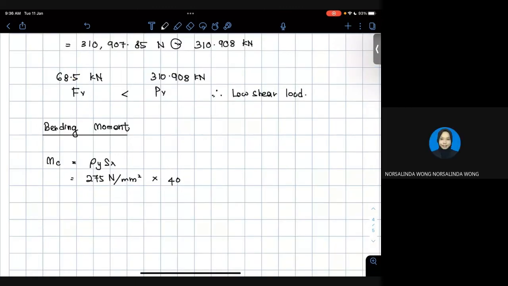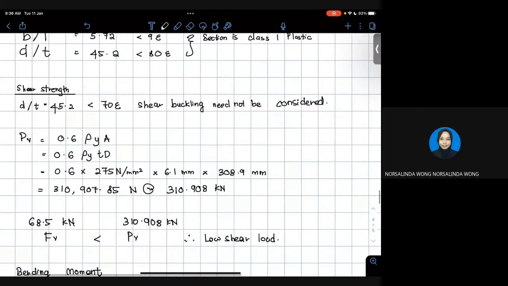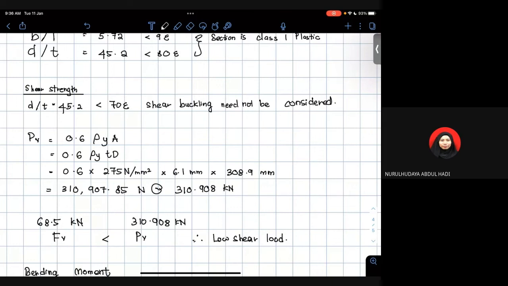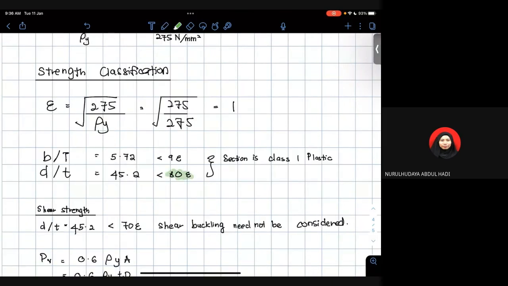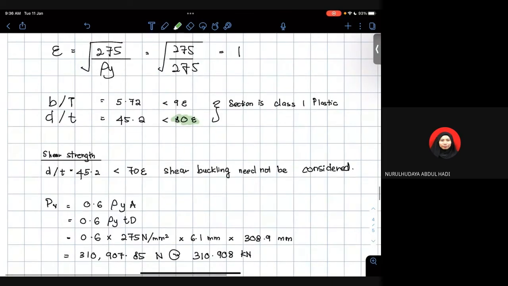Yang shear strength tu kenapa dia less than 70? Shear buckling tu nak 70. This one is shear buckling, bukan this one. Ini untuk you classify. Ini untuk you check shear buckling. For shear buckling, untuk steel beam, for rolled section, you akan compare dengan 70 constant. For welded section, you akan compare dengan 62 constant. Okay, ini memang dalam BS. Dia tak ada kena-mengena dengan classification tu. Okay.